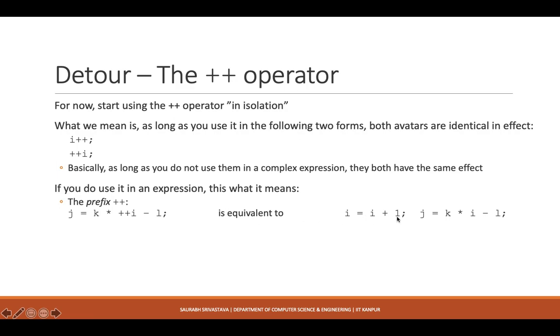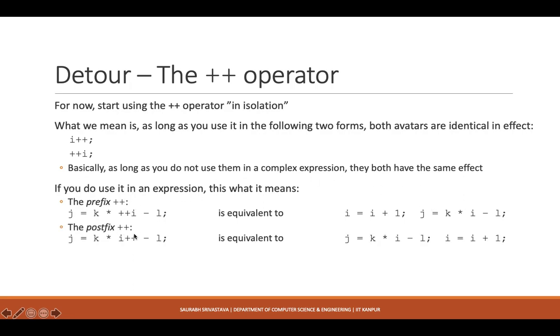You first write I equal to I plus 1, and then you do j is equal to k into I minus 1. So this is the order, right? Essentially you are incrementing I first, and then you are using I's value within the expression. So this is an equivalent expression of this.